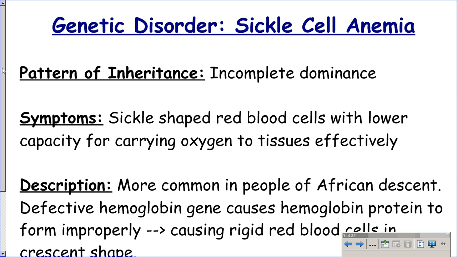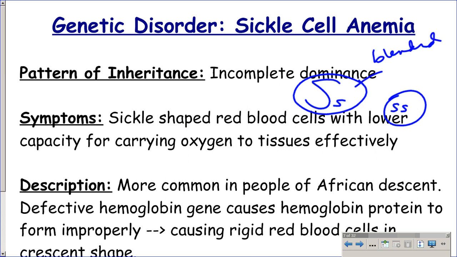Heterozygous. Okay, so you could have a little bit of sickle cell if you were heterozygous. Could you have it if you were homozygous recessive? Yes, definitely. Okay, so this is definitely going to mean that you have sickle cell anemia. This is going to say you have the trait, but it's not the only type of blood cells you have. You also have normal blood cells. So this is the blended one. And this is sickle cell right here.